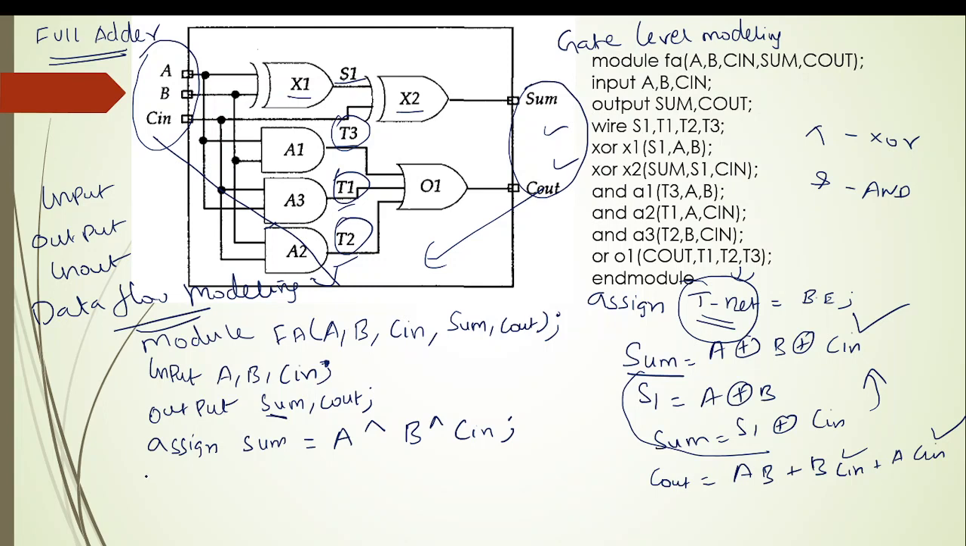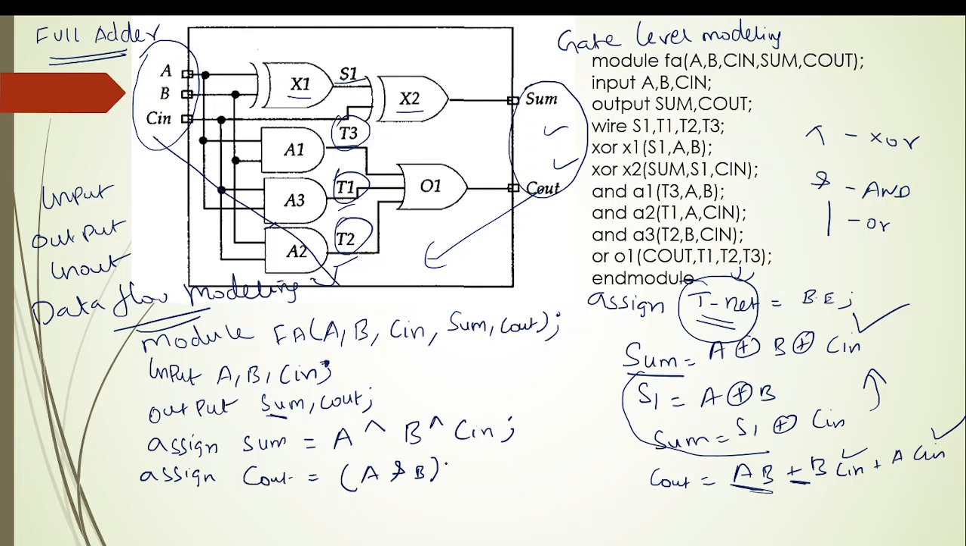Similarly the next line, assign cout is equal to, within bracket I'll write A and B. I'll use the ampersand symbol, B, close the bracket, and this is OR. For OR I should use a vertical bar, which is above the enter key. You need to press shift and that key to get the vertical bar. Don't use forward or backward slash, that is totally wrong. It has to be a straight vertical line. You can find it above enter.